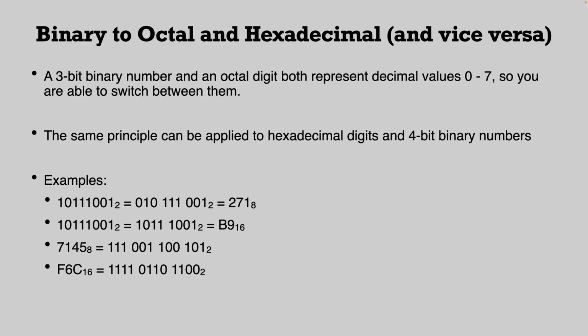And then we've got the inverse, where you just take each digit of an octal number and convert it to a 3-bit binary number, and then the same thing with hexadecimal, except with 4-digit binary numbers for each digit.